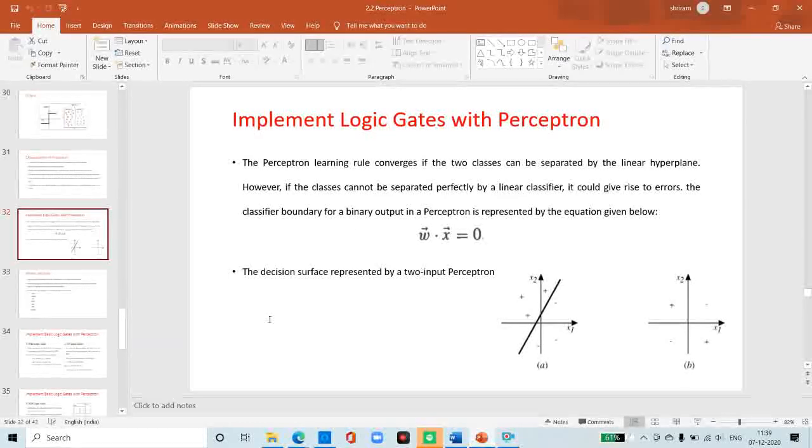This diagram shows the decision surface represented by the two-input perceptron. Here we are using the two-input perceptron, x1 and x2. These are the two inputs, and we are applying a binary classifier boundary between the two inputs x1 and x2. Plus are the positive neurons, and minus is negative, that is, the neuron does not fire in this case.